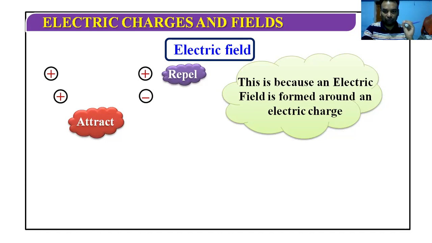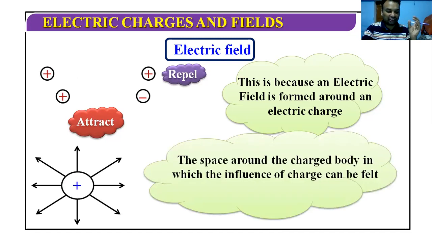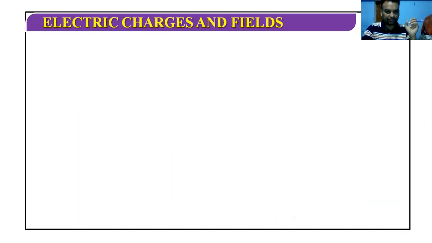This is because an electric field is formed around an electric charge. You can see how the electric field is formed. The electric field can be shown around a positive charge, going outside from the positive charge in the form of lines, as shown in the diagram. It is the space around the charged body in which the influence of the charge can be felt.